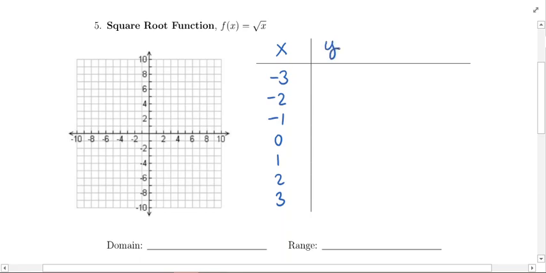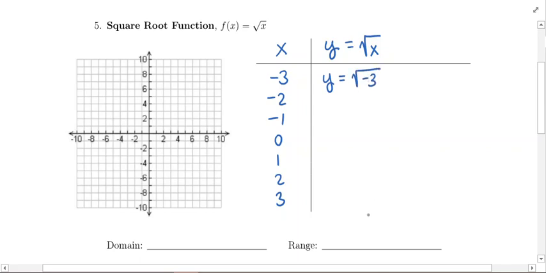So f of x is the same thing as y. So here it's y equals the square root of x. Okay. All right. Let's start plugging in here. I am going to start with -3 here. When I do this, wherever you see x, you need to replace it with -3. So if x is -3, the corresponding output is going to be y equals the square root of -3.